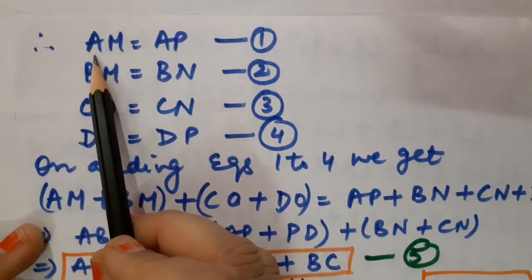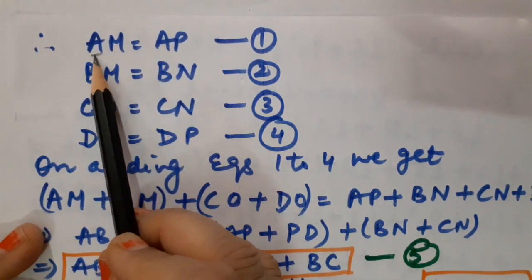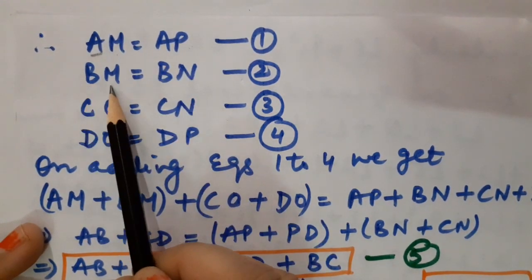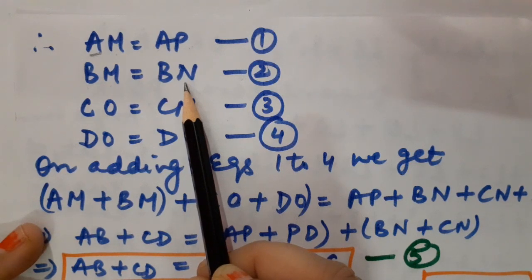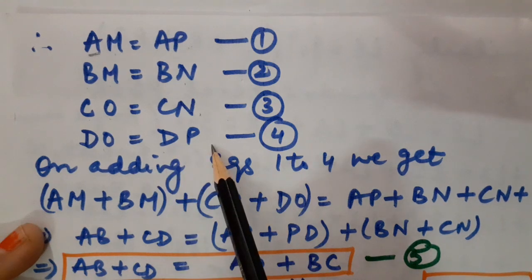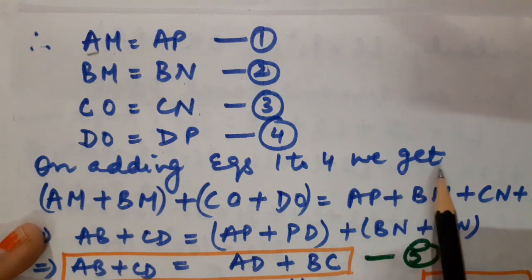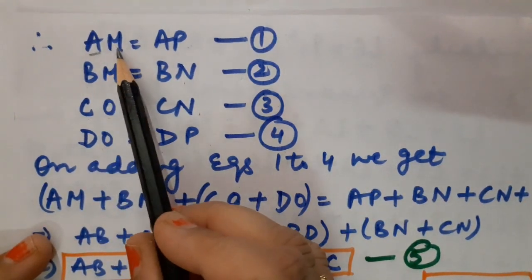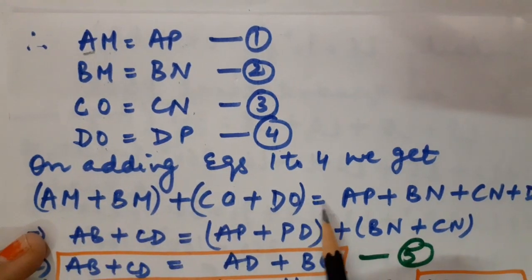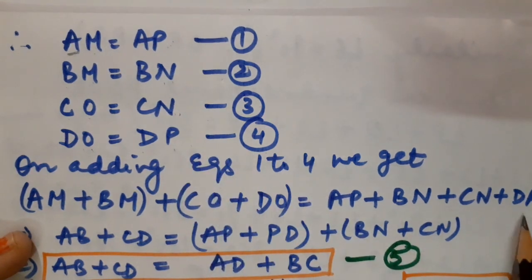So while considering A as the external point, the length of the tangent from point A to the circle, that is AM, is equal to AP. In the same manner, BM is equal to BN, as I have just explained. CO is equal to CN and DO is equal to DP. So these are basically four equations. While adding all these four equations, what do we get? We have got AM plus BM plus CO plus DO, look here, must be equal to AP plus BN plus CN plus DP. Here I have written all.